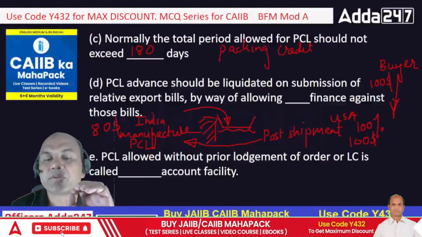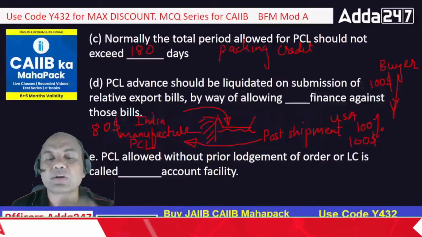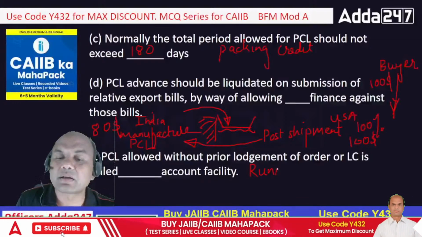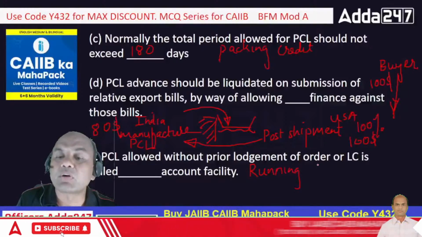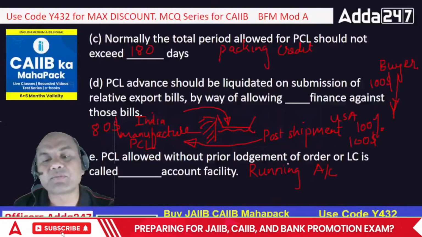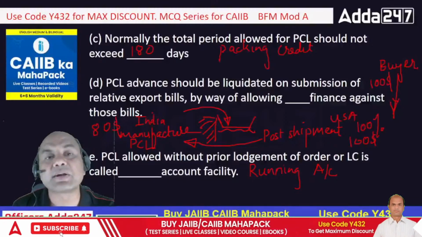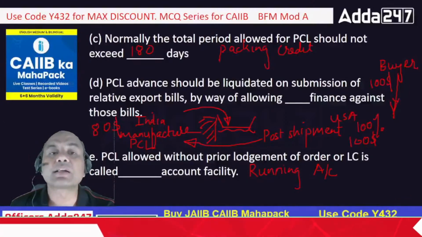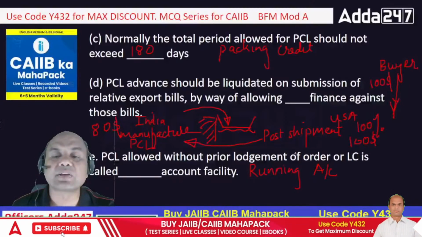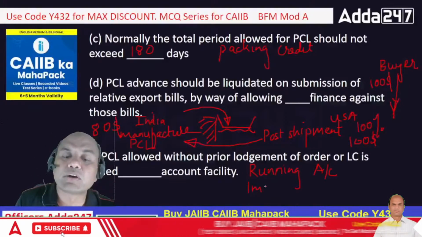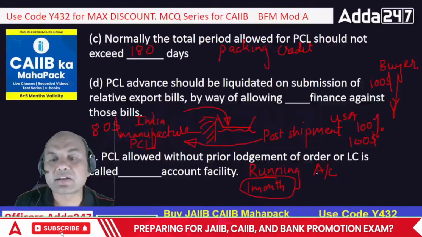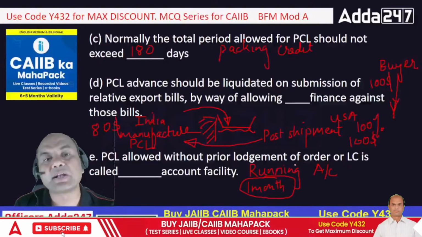But important, remember, without the lodgement of order or LC is called as which type of account? That is called as running account. But remember, what do you mean by this? There is a slight catch in this. In the running account, I give the finance without this order or LC, but it doesn't mean that the exporter doesn't have to submit this at all. The exporter has to submit this LC or order within 1 month of giving the finance. So it's not that I'm totally waiving it off.